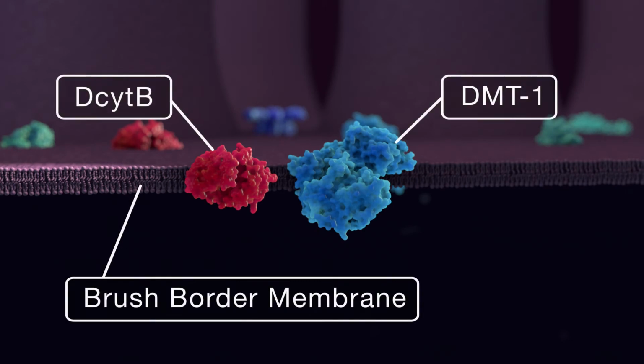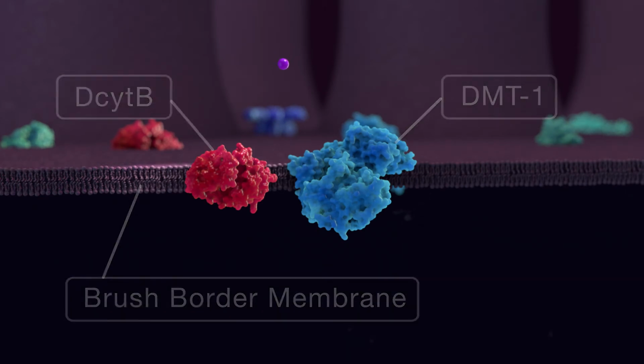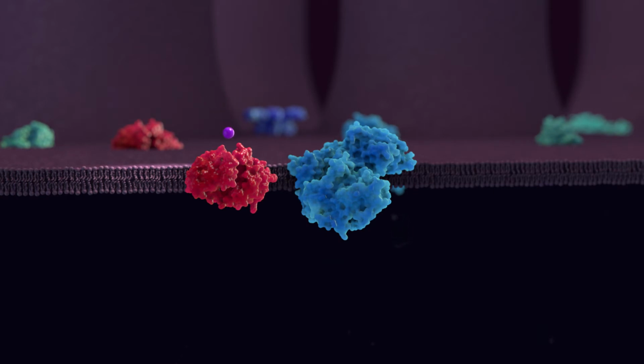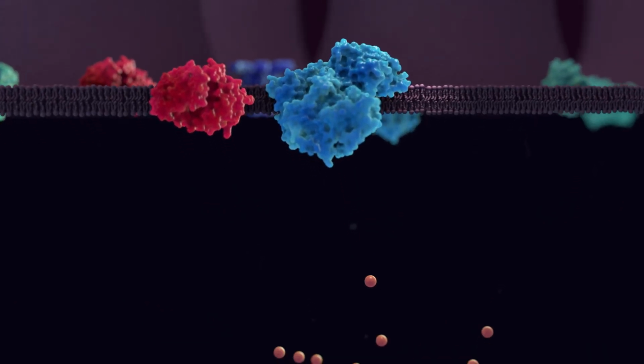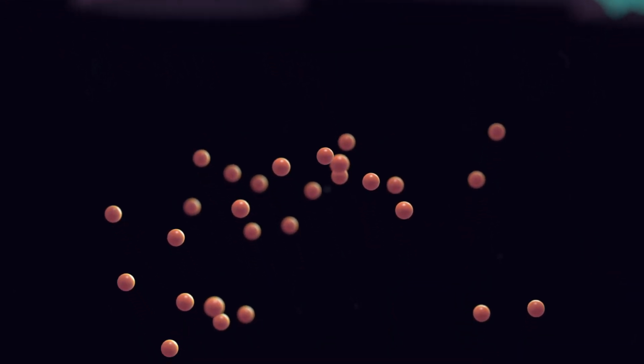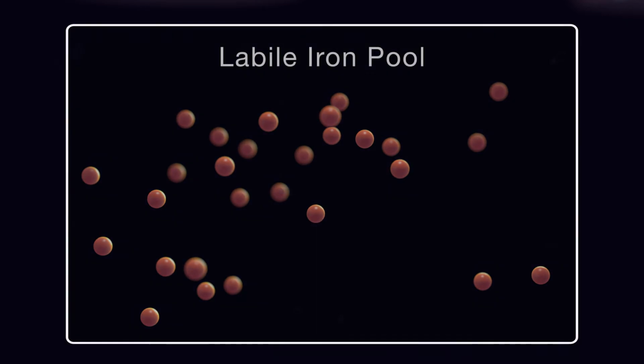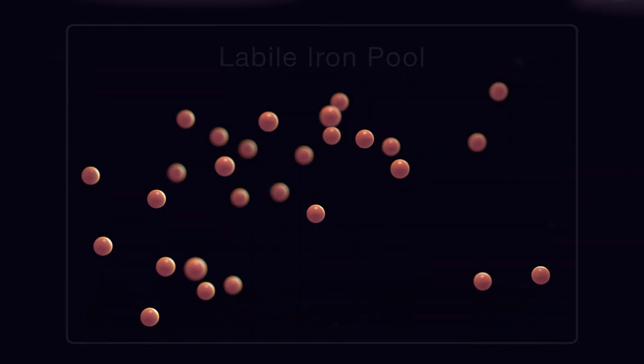Non-heme iron is in its oxidized ferric state and must be reduced prior to its transport. DCYTB, duodenal cytochrome B, has ferric reductase activity and reduces the ferric iron to ferrous iron. The DMT1 transporter then transports the reduced iron across the brush border membrane. The reduced iron is then added to the labile iron pool.